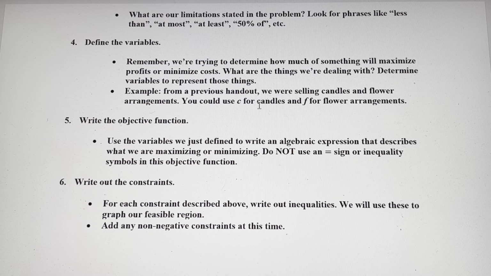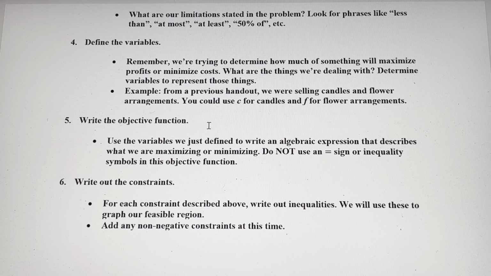I did use an example here. If you want to use other variables, like if we had candles and flower arrangements, I could use C for candles and F for flower arrangements. But one of the things we've talked about in class is sticking with x and y. That way it gets rid of any confusion you might have when we start graphing.